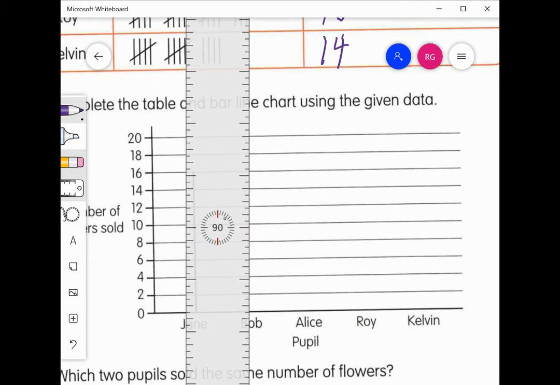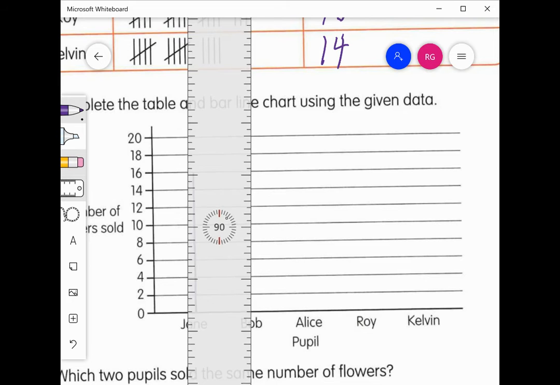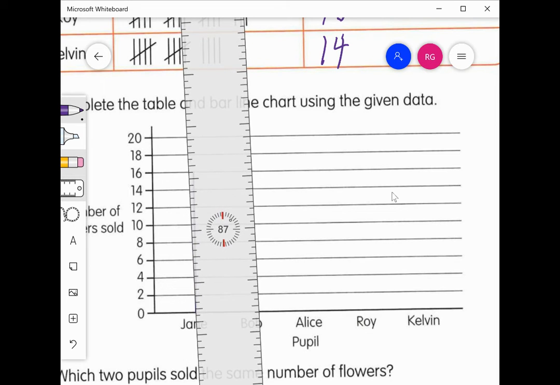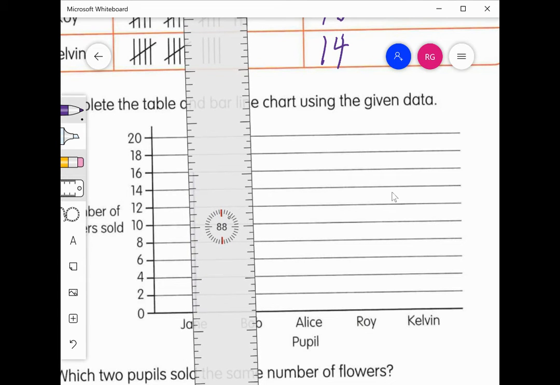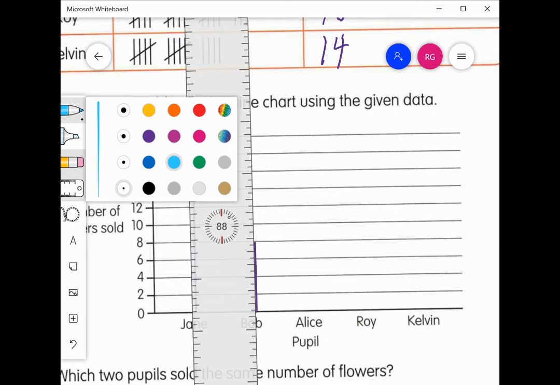Let's see how that works. It's a little bit crooked, my table, but I think I should put it at 89. I think that's better. I'm not sure. Okay, let's try 89 degrees, 88 maybe. Okay, then Bob is 8. So let's do Bob up to 8. All right. And we could switch to colors next time, make it more interesting.